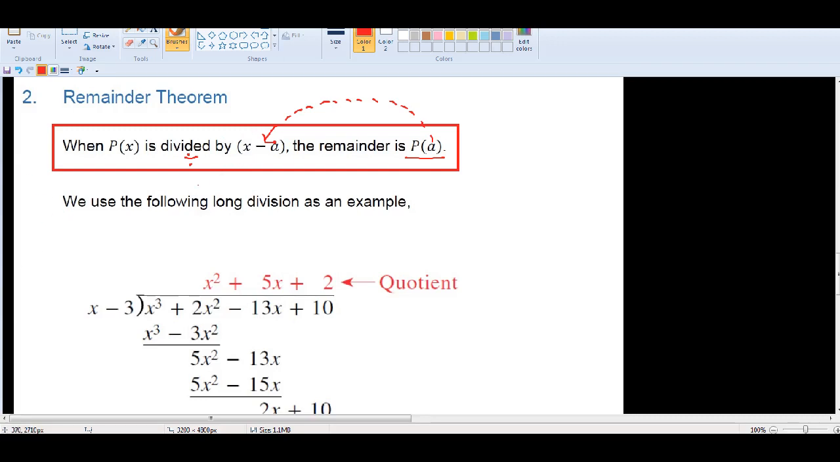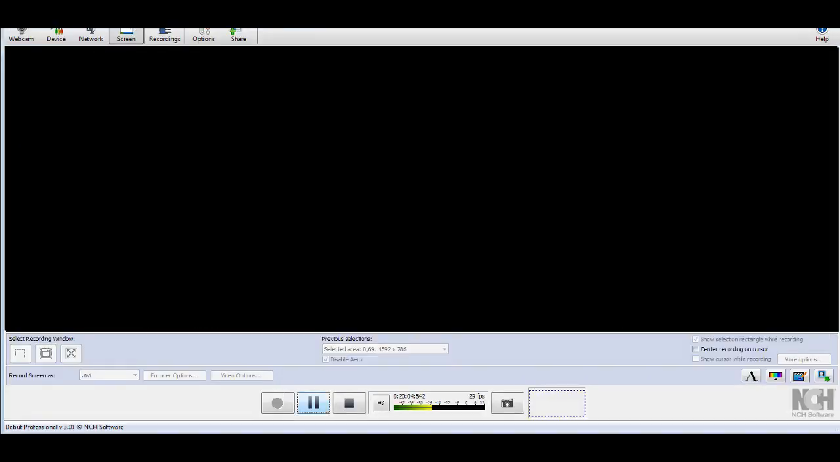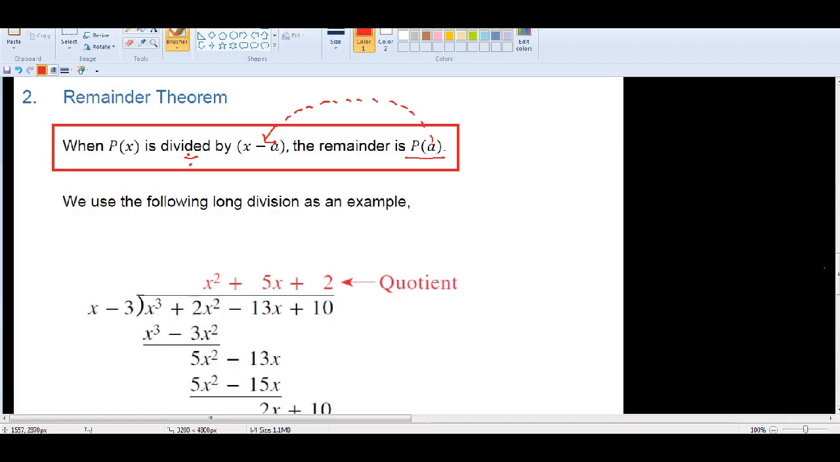All right, possibly let me have a break here. You need to think about this. Give yourself 1 minute or so to think about it. So this is what we call the remainder theorem.